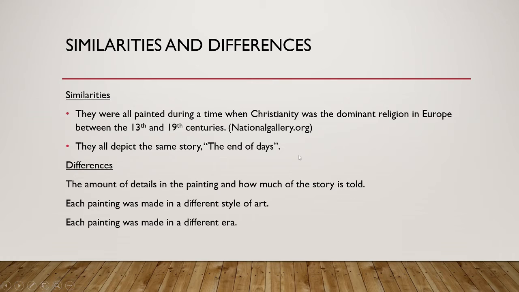Next, the entire triptych of Bosch tells the story of the creation of sin, unlike the other two paintings, which only contain one panel and one piece of the story. Another difference between these paintings is that they were all painted in different styles of art and in different periods of time. Giotto's painting was painted in the Proto-Renaissance era, Michelangelo's painting during the Italian Renaissance, and Bosch's painting during the Northern Renaissance. One similarity all of these paintings have, however, is that they all tell the same story, which is the biblical tale of the end of days.